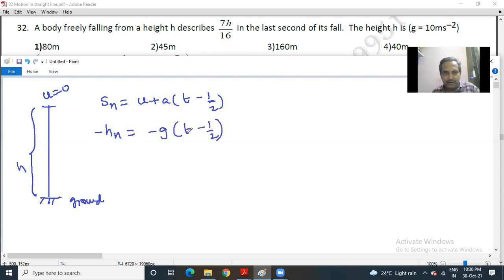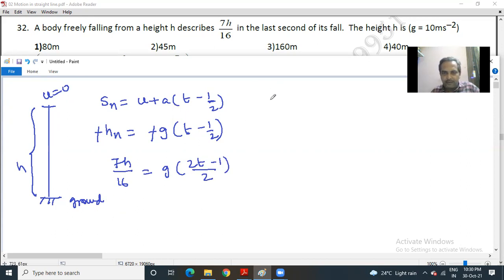If you get the value of t, then only you will get the value of the height from which the ball is dropped. How much is h_n? h_n is 7h by 16. So the minus is cancelled on both sides. If you take LCM 2, it will be g times (2t minus 1) whole divided by 2.